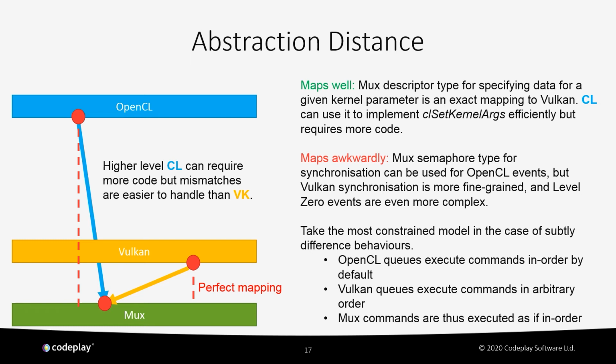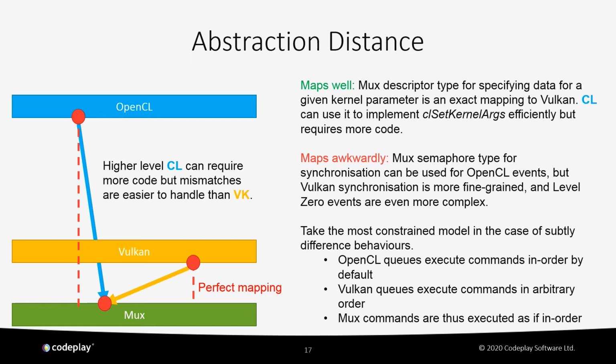An example of something, however, that maps quite well is MUX descriptor types for specifying the data of a given kernel parameter, which is pretty much an exact mapping to Vulkan. So our VK implementation on top of MUX, in a lot of cases in terms of lines of code, is much smaller than our CL implementation for OpenCL. But sometimes things can map awkwardly.